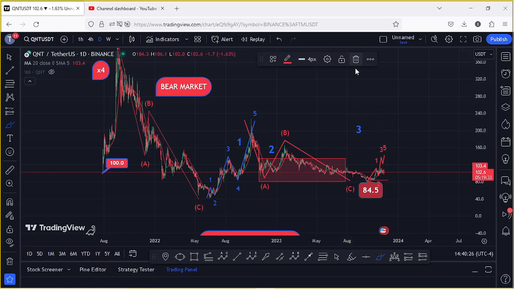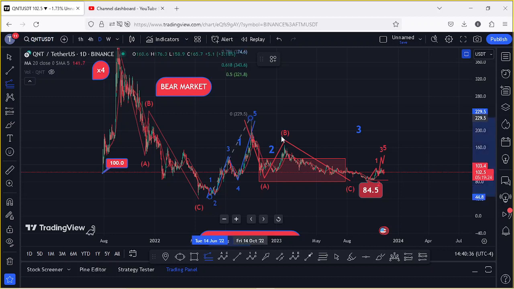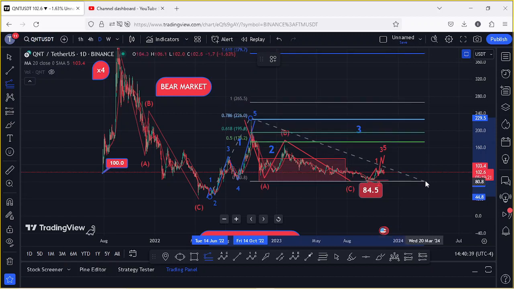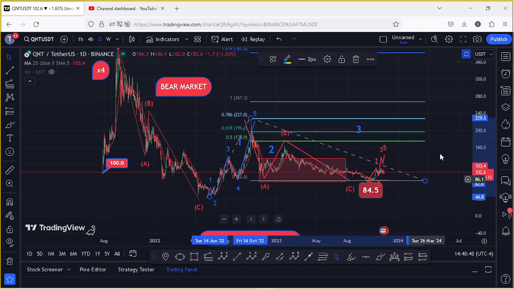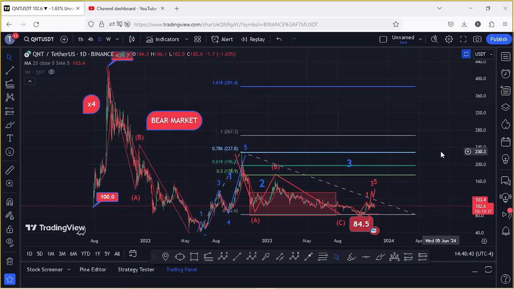And the minimum target areas for the third wave can be given by connecting the trend-based Fibonacci from the low of the first wave to the high of that wave 1, then dragging the fibs to the low of the second wave, giving me a minimum target area at the fib level 1.618, and that is above the $381.4 mark, which is the minimum that we can expect QNT to do in the formation of that wave 3. So that is what I'm keeping my eyes on the short term and also on the long term.